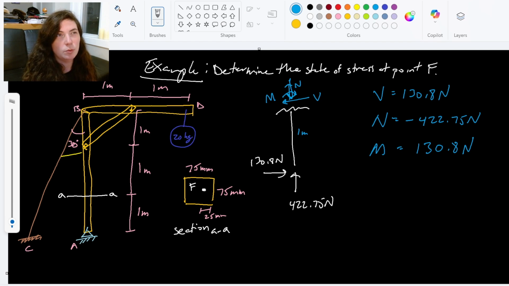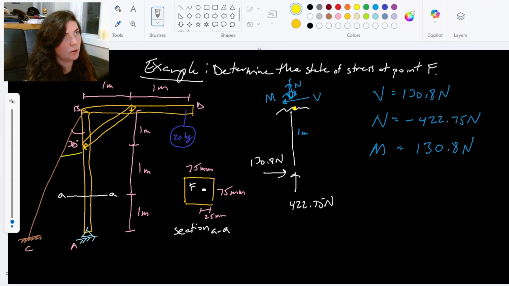And that's it. It was really very straightforward reading these off. You can set up your equilibrium equations and solve them if they're not as clear to you, or if you want to double check yourself. That would be a very smart thing to do. But these are going to be our internal forces, which means all we need to do now is see what's happening at point F. So what is actually going on at F here? Right, so F is positioned right about here. So we can see it's being compressed by this normal force, right?